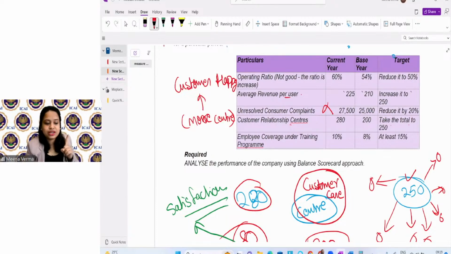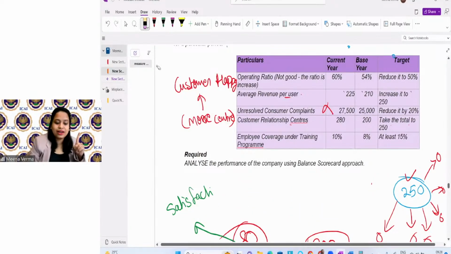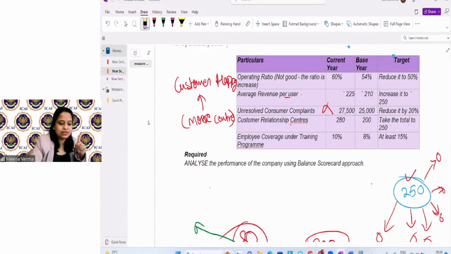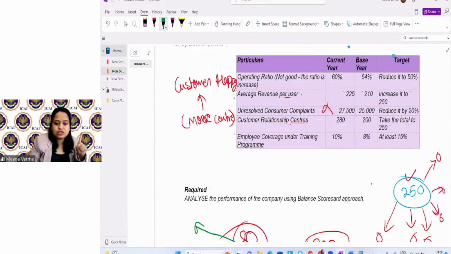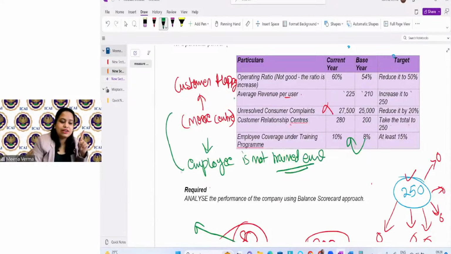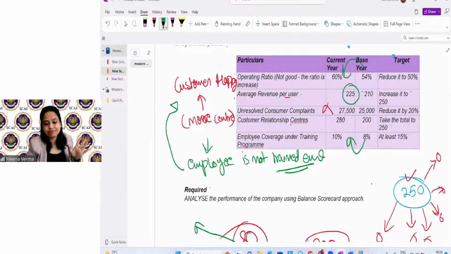Though you have opened more center, maybe one of the reasons is that the employee is not trained enough to deal with the customer complaint. This may be one of the reasons. You can see, maybe because the employee is not trained enough. And since the employee is not trained enough, they are not dealing with the customer complaint properly. And because of that, the revenue is not increasing. Because of that, the cost has increased.